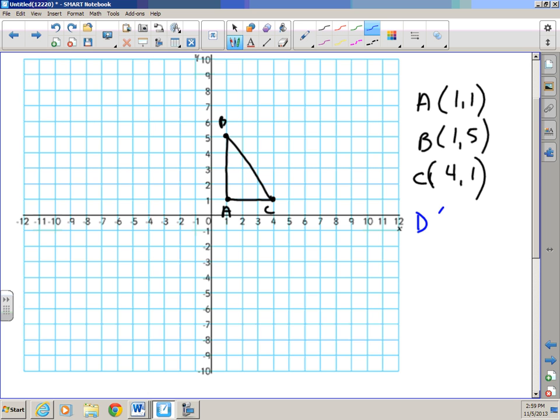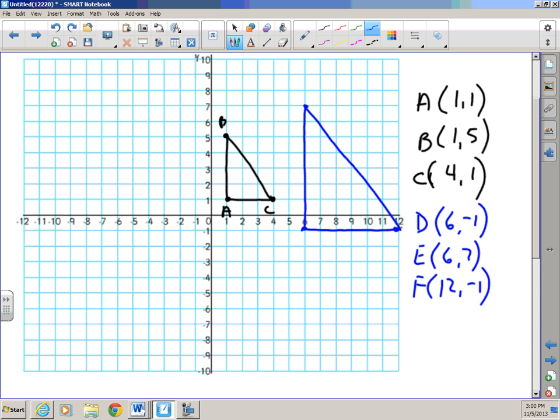DEF is comprised of the coordinates 6, negative 1, 6, 7, and 12, negative 1. So 6, negative 1, 6, 7, and 12, negative 1. Now, by looking at it on the face of it, it seems like these two triangles are similar, but we need to be able to mathematically prove that that is the case.